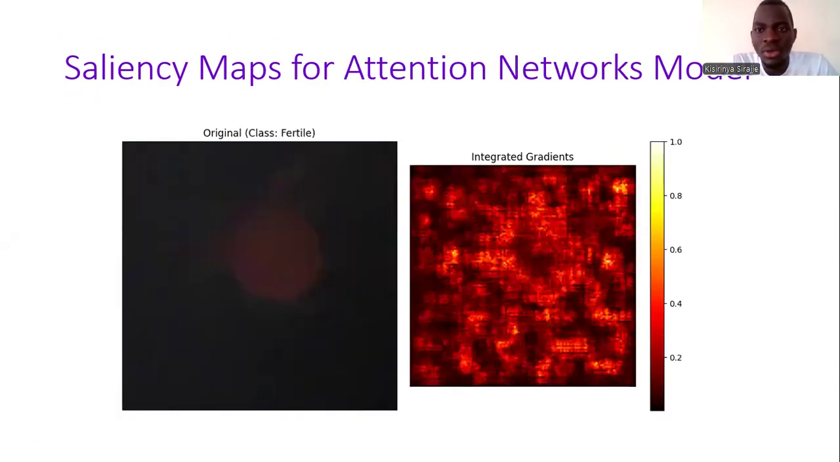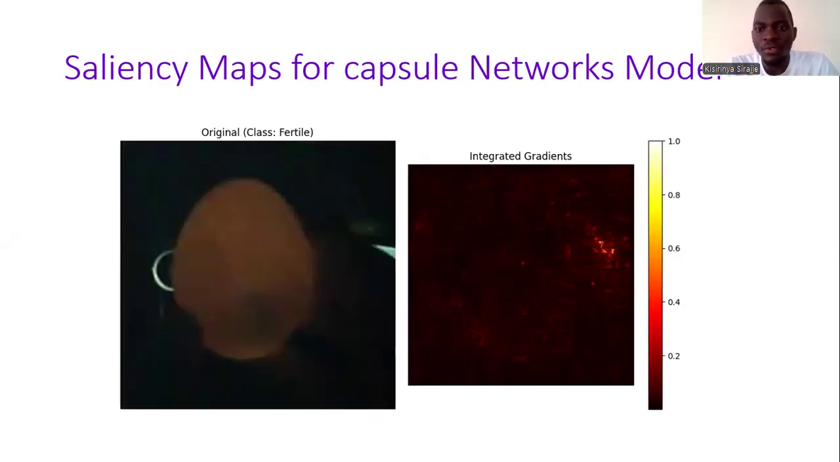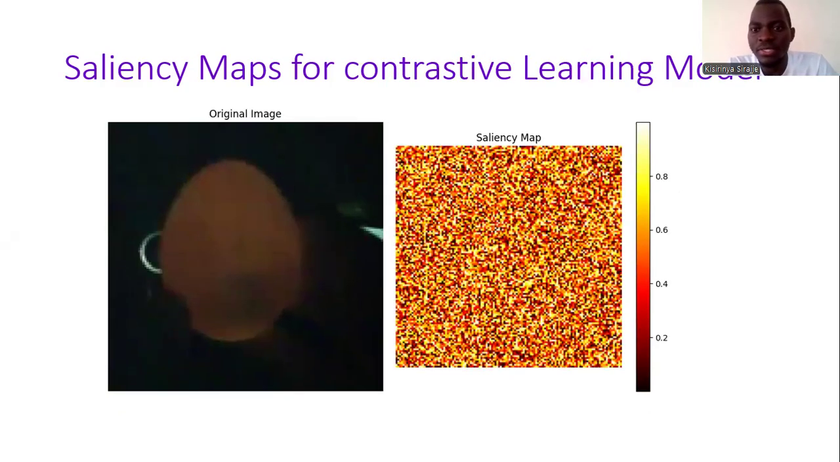Another one was for attention networks, where the image was not clear enough, but it tried to focus. For the worst models, as you can see, the models didn't work very well. That's why it's not focusing very well. And then for contrastive learning, it shows that it's focusing on a lighter color, which shows that it hasn't seen the image, or the model is not working very well.